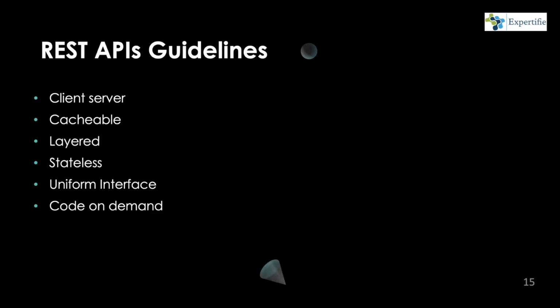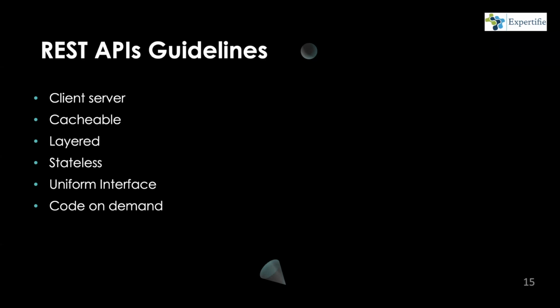so while creating a REST API, what guidelines need to be followed? First is client-server. It is very clear that it works in a client-server architecture fashion. The client is the one which requests the data or the resource, and the server serves the request, and it is transferring the states of the data to the client. Okay. Second is cacheable.